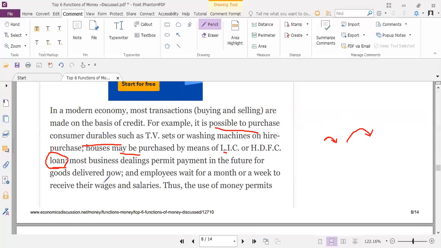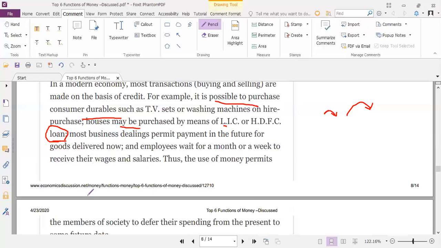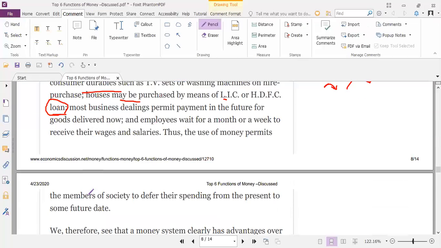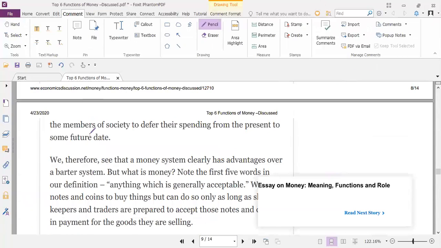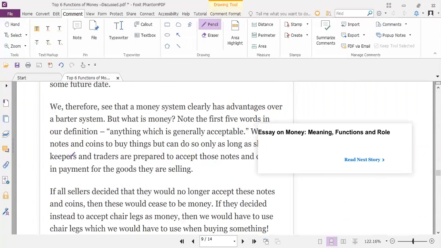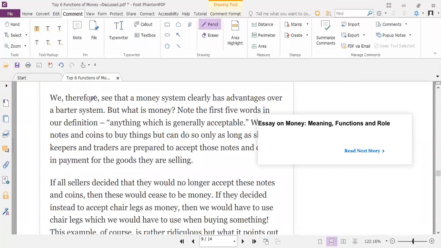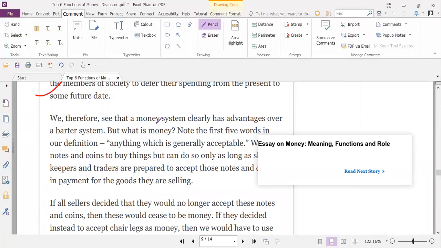Through installments and all. So most business dealings permit payment in future for goods delivered now, and employees wait for a month or a week to receive their wages and salaries. Thus, the use of money permits the members of society to defer their spending from the present to a future date. We therefore see that a money system clearly has advantages over a barter system. So now you must have understood the advantages of the money system over the barter system, right?